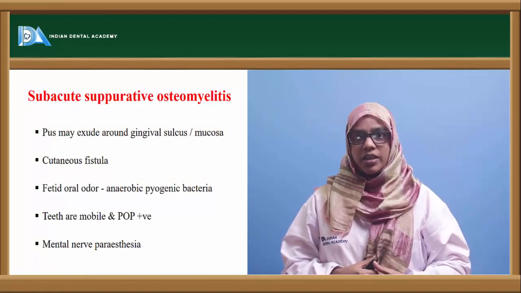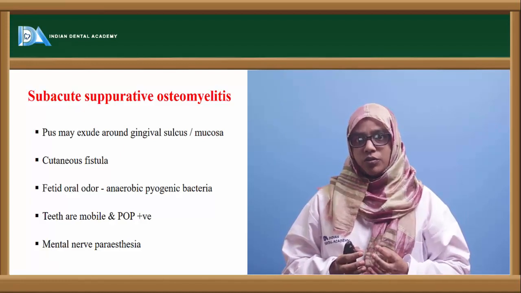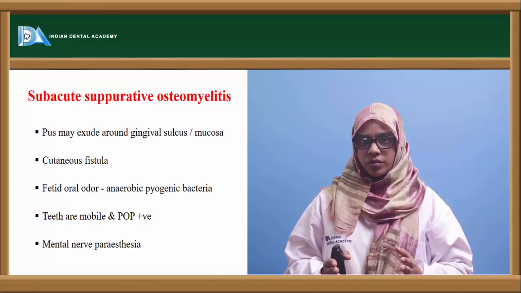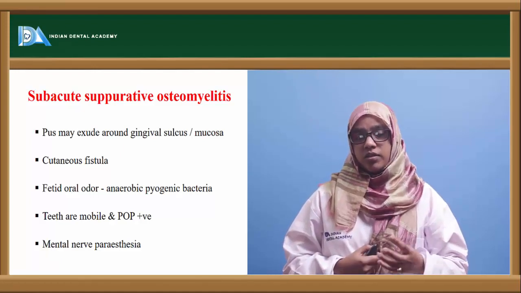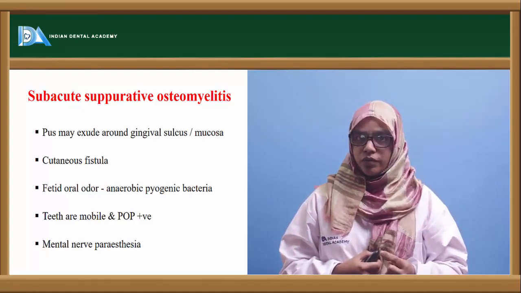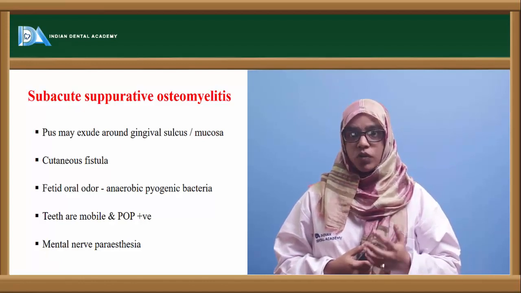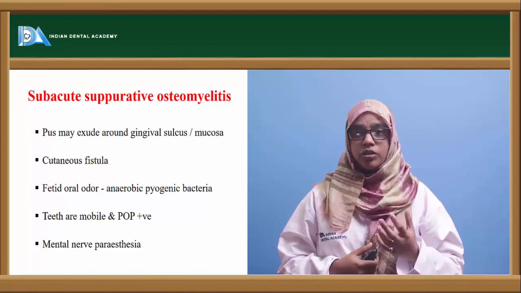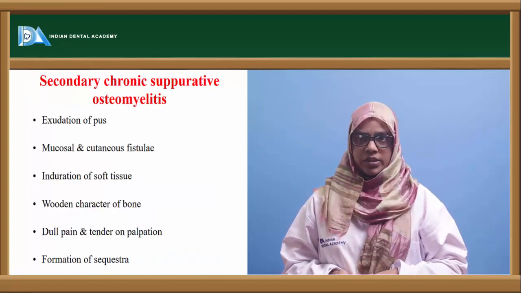Here the pus may spread from the Haversian system and lift the periosteum and exudate around the gingival sulcus and the mucosa. There will be presence of a mucosal fistula or a cutaneous fistula. There is presence of fetor oris because of the anaerobic bacteria. The tooth is mobile, pain on percussion is positive and mental nerve paresthesia is present.